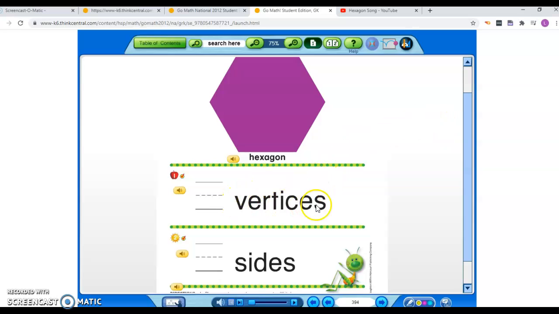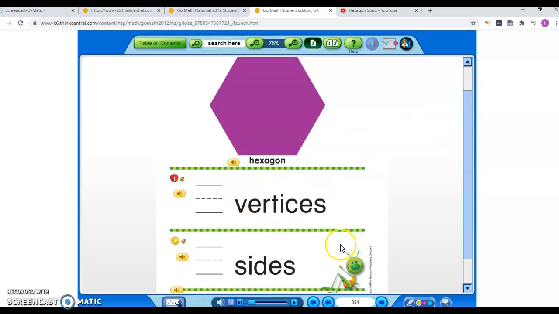And it wants to know how many vertices and how many sides a hexagon has. So first let's circle each vertex. We're just going to draw a circle around the point. So I see 1, 2, 3, 4, 5, 6 vertices. So we're going to write a 6 right here. We're going to make a loop and then a hoop.